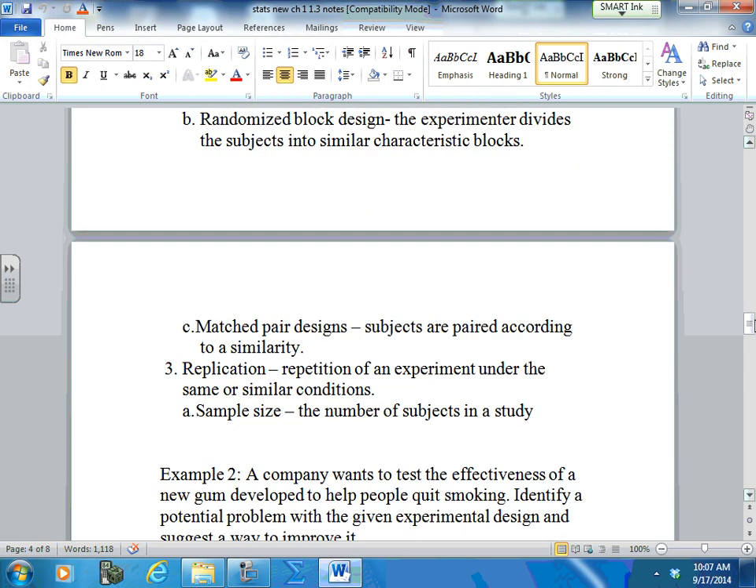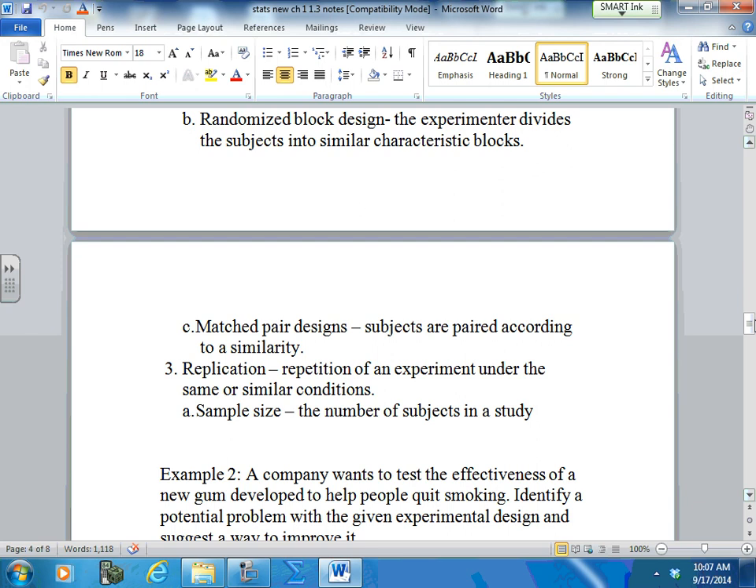Your matched pairs: sometimes you can pair your subjects according to how similar they are. And your replication just means you're going to repeat this a number of times, just as you would a science experiment. You want to make sure that your results are good. In probability, we have theoretical versus experimental. Theoretical has been done over and over and over. Experimental has been done many times through your experiment, and your experiment usually comes a little closer to your theoretical the more that you do.